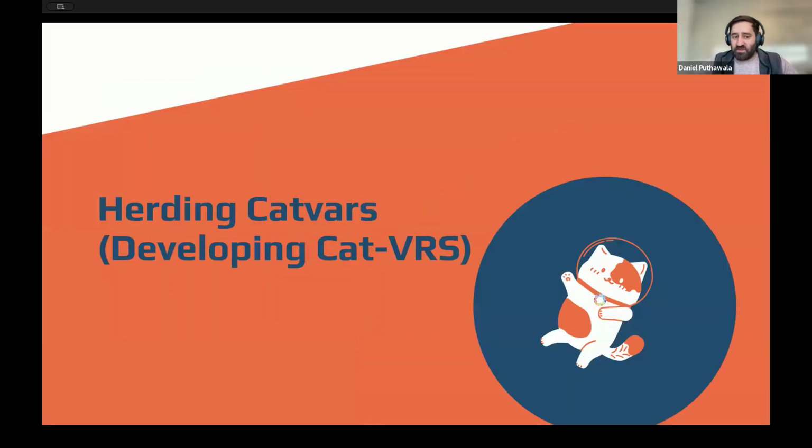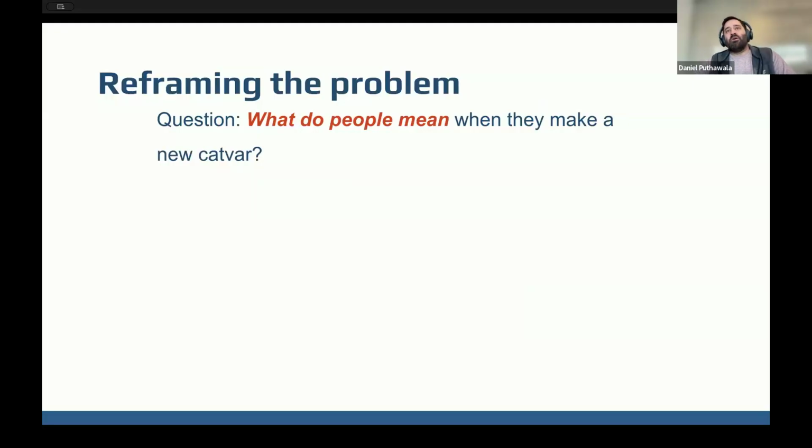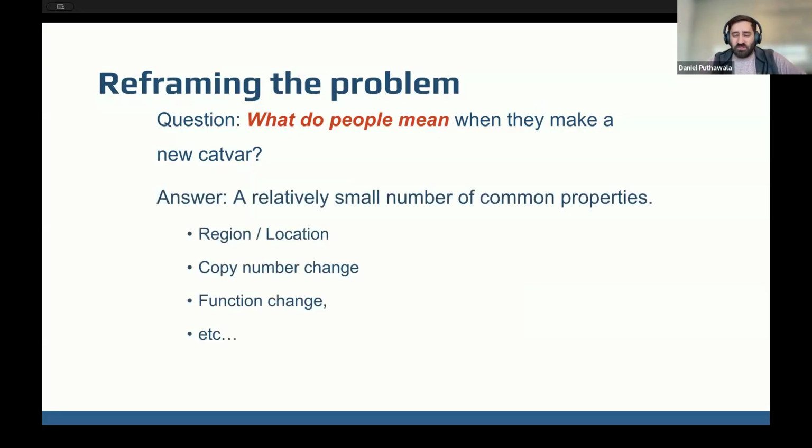So here's how we designed Cat-VRS to help with this problem. First thing we did was, after sitting down and talking with the folks on the ground who work on these knowledge bases, we said, okay, what do people mean when they talk about categorical variants? When they refer to one, when they make up a new one, what are they actually trying to communicate? And the answer turned out to be a relatively small number of common properties, right?